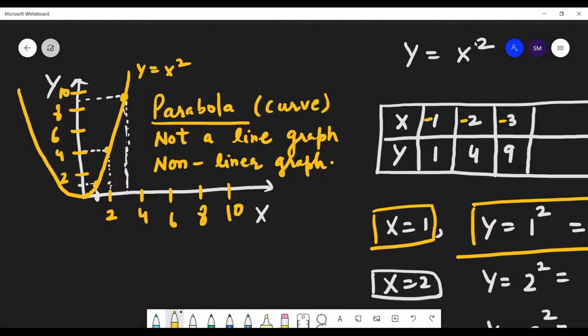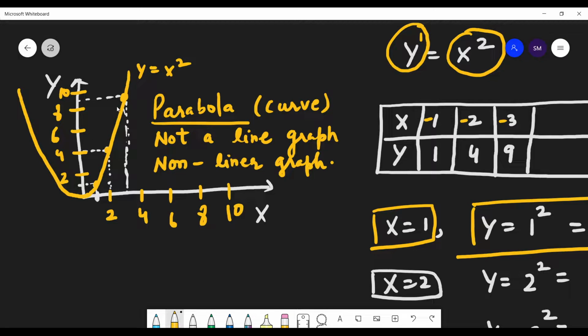You can see here the power of one of the variables is 2 and the power of another variable is 1. So whenever we have powers greater than 1, then we get these curves. We don't get a straight line graph.